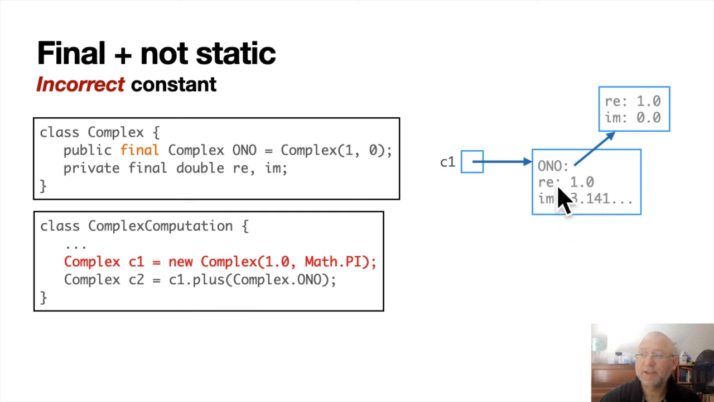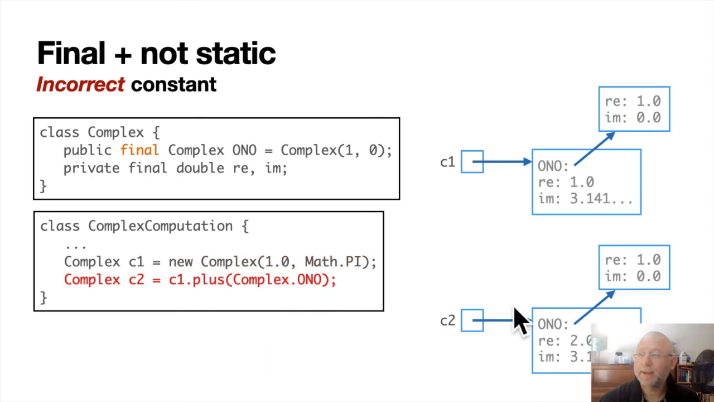Remember, they're final, they won't change. But it also has this ohNo field, which is also final. It won't ever change. And every time it's created, it creates a new instance of Complex with real part 1 and imaginary part 0. And this instance's ohNo points to this instance. And when I create C2, it will do this. It will create a C2 with a real part and imaginary part and its own copy of ohNo.